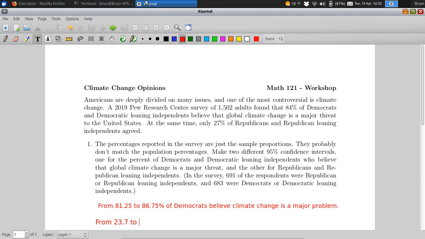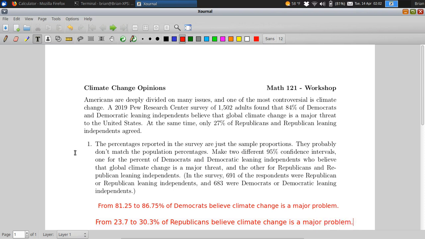And 30.3, yeah, to 30.3% of Republicans, and I'm just assuming that you understand that this is both Republicans and Republican-leaning independents, believe that climate change is a major problem. Cool. Okay, so we're done.